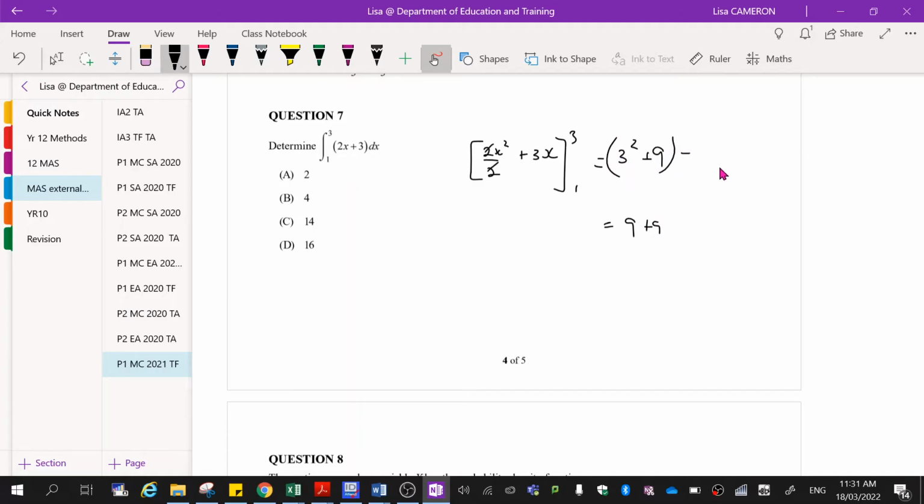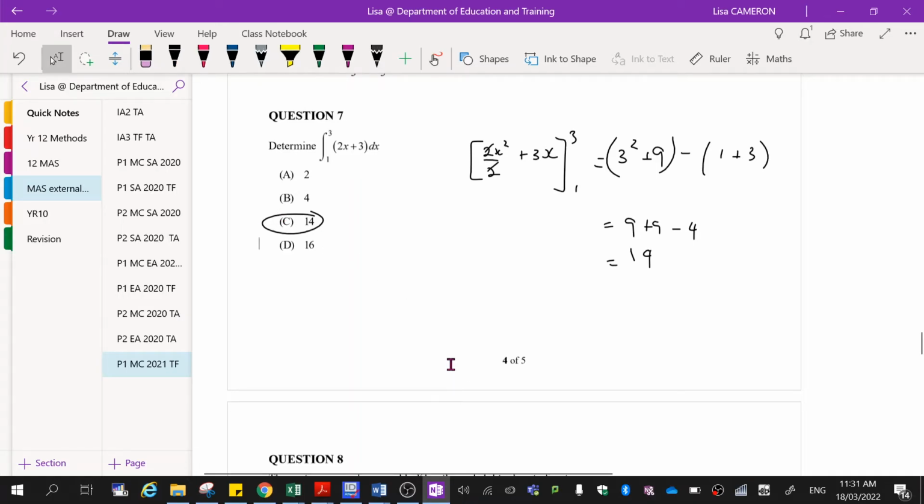Subtract 1 squared is 1, plus 3 times 1 is 3, so minus 4, and that's going to give me an answer of 14, because 18 minus 4 is 14. Your answer is C.